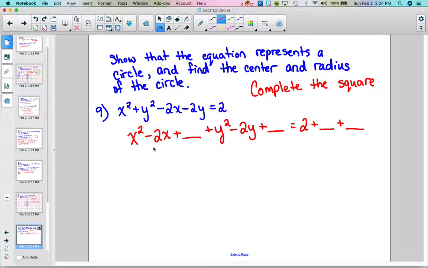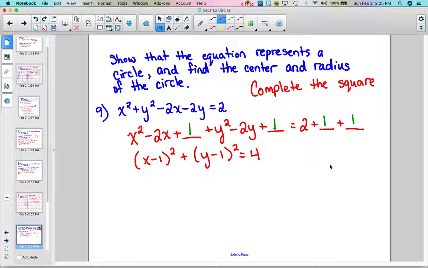You're going to still take this linear term, the coefficient, take half of that and square it. So when I do that, half of negative 2 is negative 1, square it, you get a 1. Whatever you do to one side, you do to the other. Same thing here, also negative 1, square it. So we get this. Okay, so now we have x minus 1 quantity squared plus y minus 1 quantity squared equals 4.